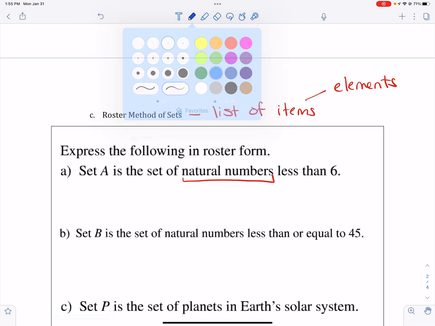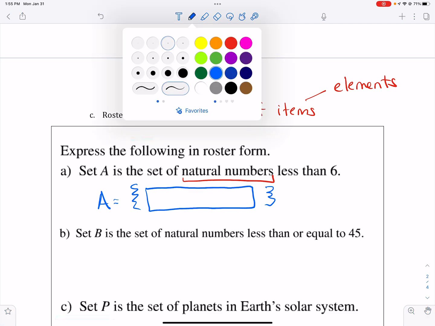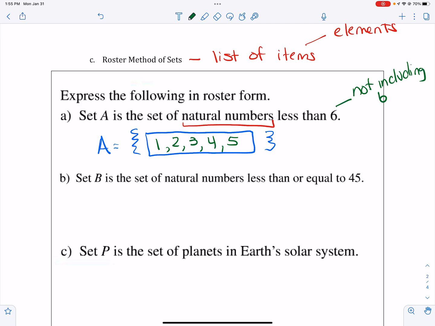So if I were to write the set A, you'll have these braces, and then what you'll have to fill in is this box in your MyMathLab. So the counting numbers that are less than 6, which means not including 6, we would start at 1 and we would end at 5. Now, if it's a small list of numbers, we can go ahead and list them, separated by commas. If it's a larger list of numbers, we can use the ellipsis to say that it continues between numbers.